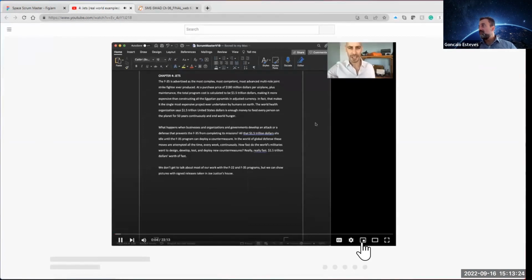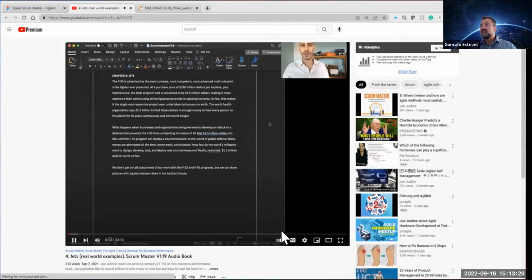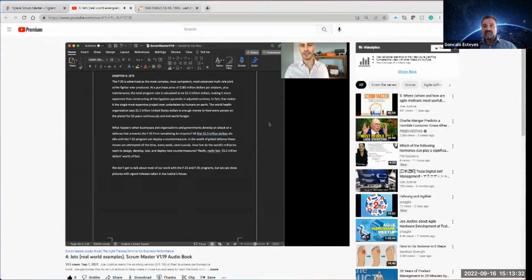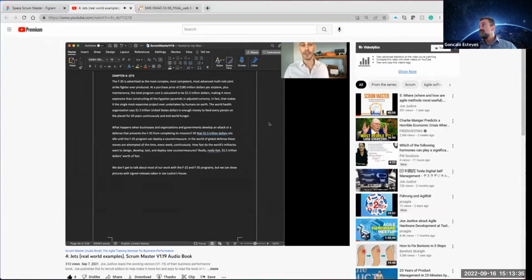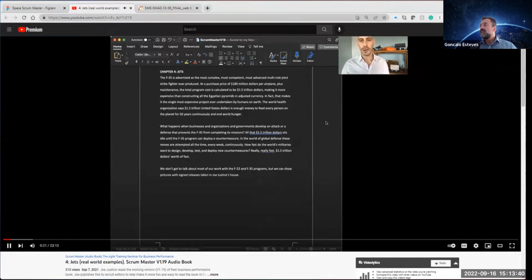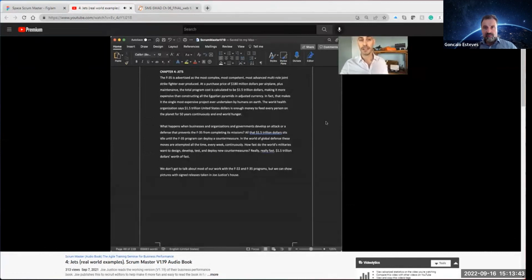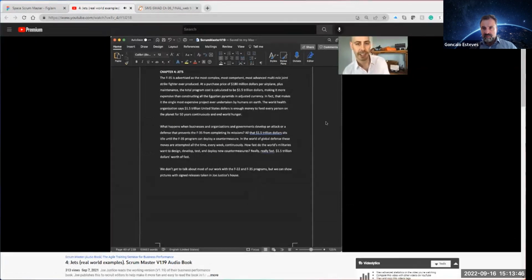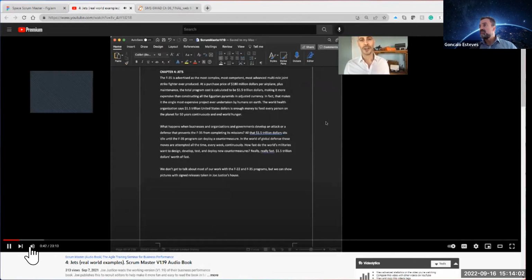Chapter 4, Jets. The F-35 is advertised as the most complex, most competent, most advanced multi-role joint strike fighter ever produced. At a purchase price of $180 million US per airplane, plus maintenance, the total program cost is calculated to be 1.5 trillion US dollars, making it more expensive than constructing all the Egyptian pyramids in adjusted currency. In fact, that makes it the single most expensive project ever undertaken by humans on Earth.